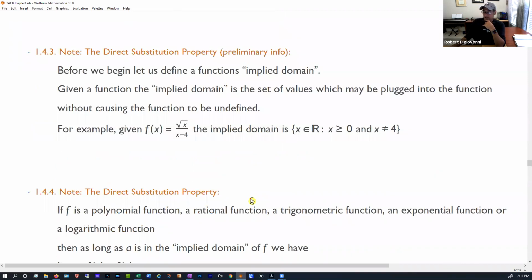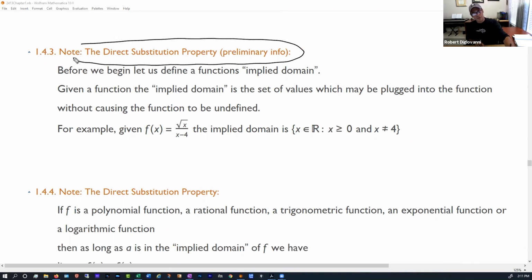All right, this is a very important property, the direct substitution property. So before I begin this, we want to make sure we understand what the implied domain of a function is. And I think we talked about this last week. If we write a function down, like this function right here, it is implied that x can't be 4, because wouldn't that give us division by 0? And we know that x must be greater than or equal to 0 because we have a square root.